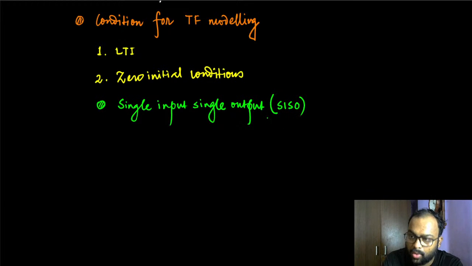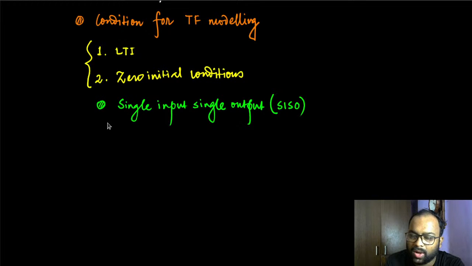Try to remember that these two are conditions. The idea is that if any of these conditions are violated, then we don't have a transfer function model at all. If any of these conditions are violated, the transfer function model does not even exist.